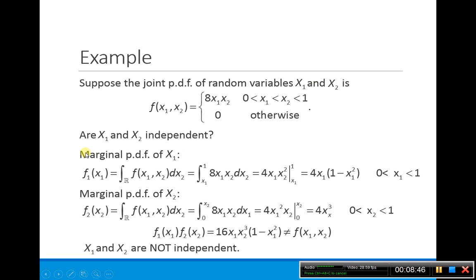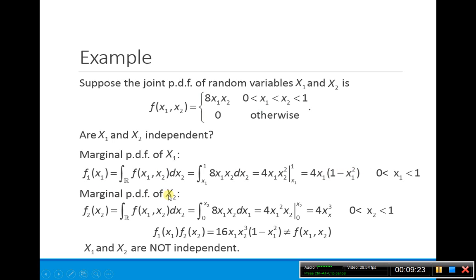Let's first define our marginal PDF of x sub 1. Remember, to find the marginal PDF of x sub 1, we integrate over the real numbers with respect to x sub 2. X sub 2 ranges from x sub 1 to 1. So here are our limits. Our value is 8 x1 x2. It's 0 otherwise, so this is the only thing we're concerned about. We're integrating with respect to x2, so here we're going to have x2 squared. We evaluate our limits, and this is what we get for our marginal PDF of x sub 1.